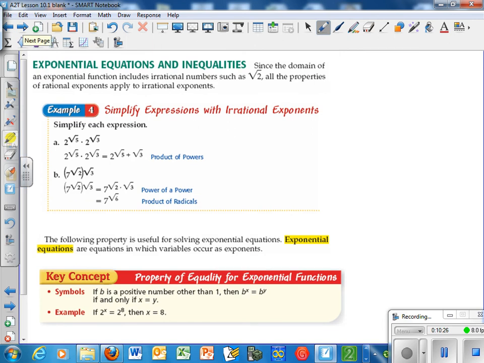Alright, exponential equations and inequalities. All the properties of rational exponents apply to irrational exponents. So all our property rules that we've looked at apply.